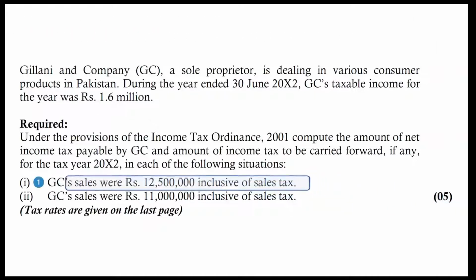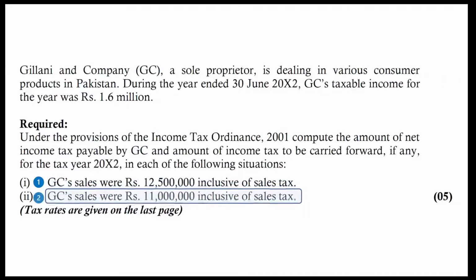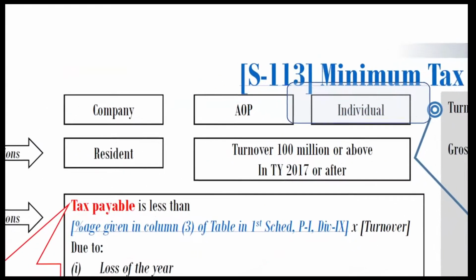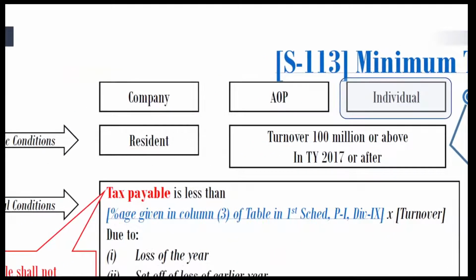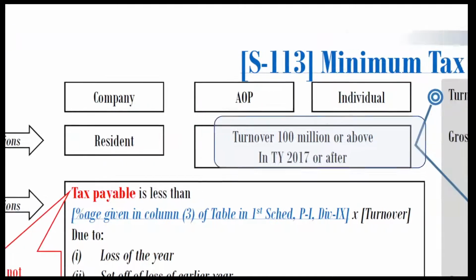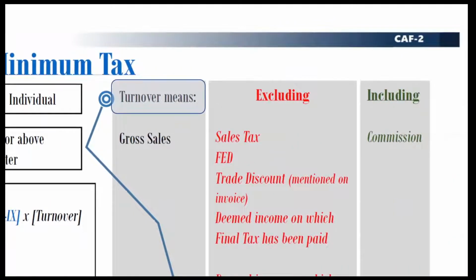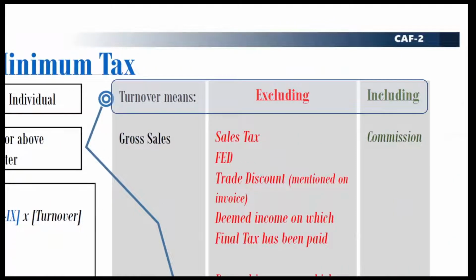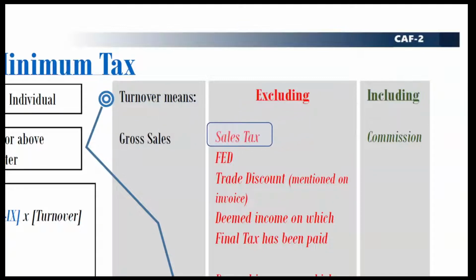2 scenarios have been mentioned. In scenario 1, the sales figure is 12.5 million, including sales tax. In scenario 2, the sales figure is 11 million, including sales tax. Let's revise section 113 first. In case of an individual, if turnover or sales is 100 million or above, then minimum tax will be applicable. Turnover has also been defined in this section. It tells us what should be included in turnover and what should be excluded. Please note that sales tax should be excluded from turnover.